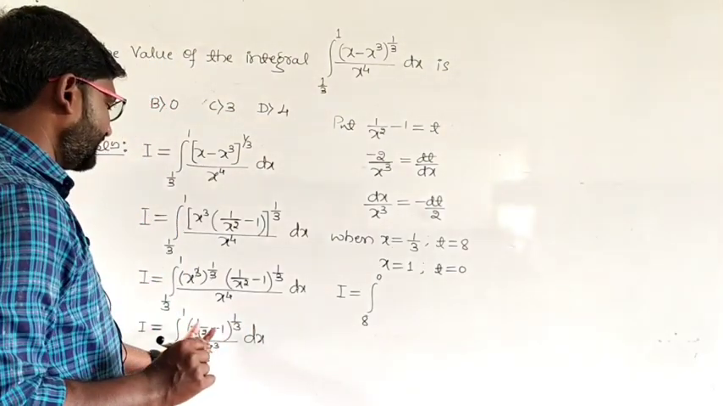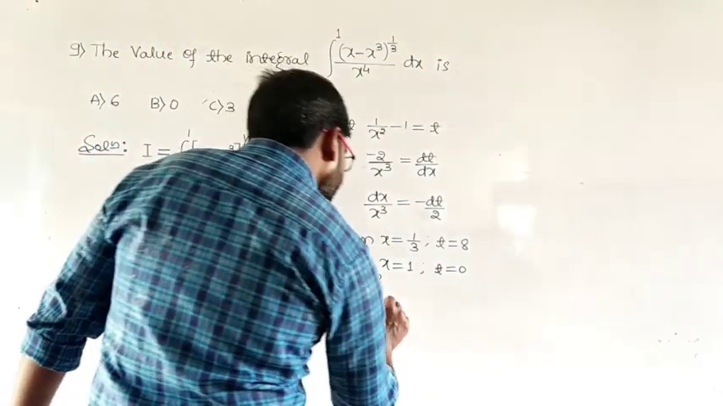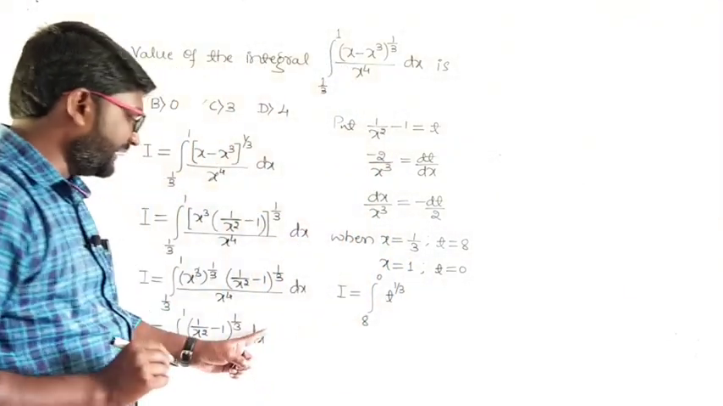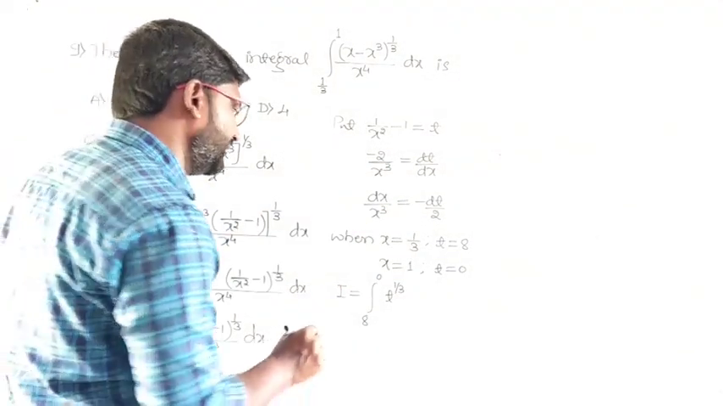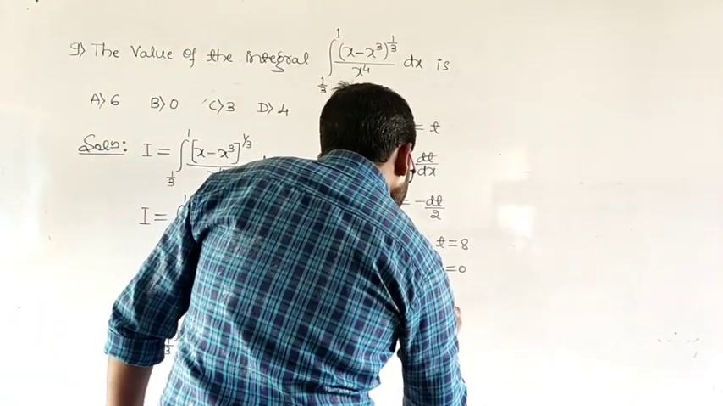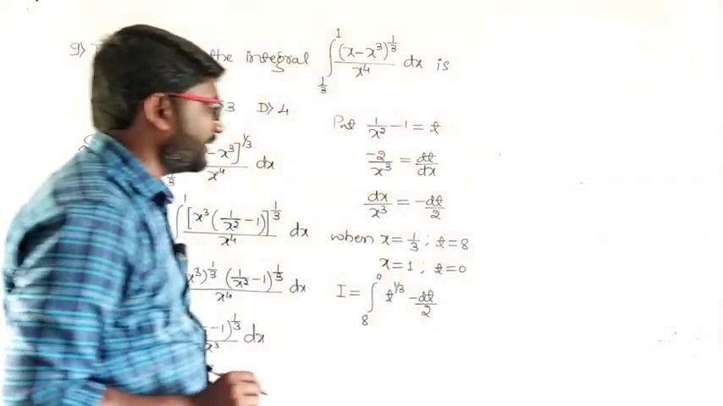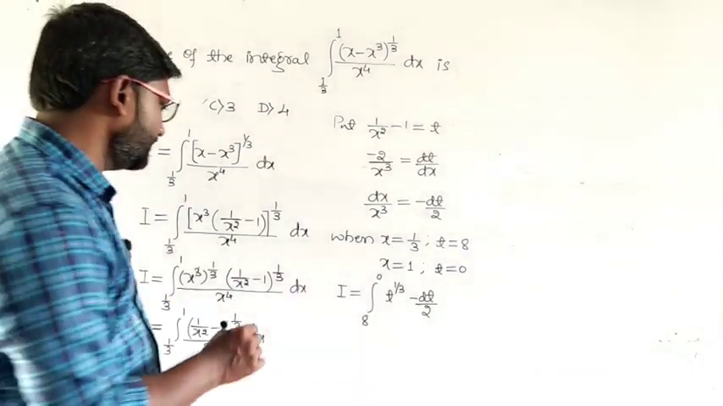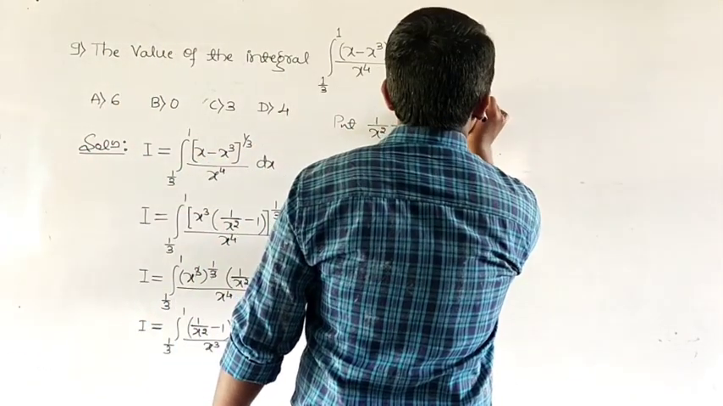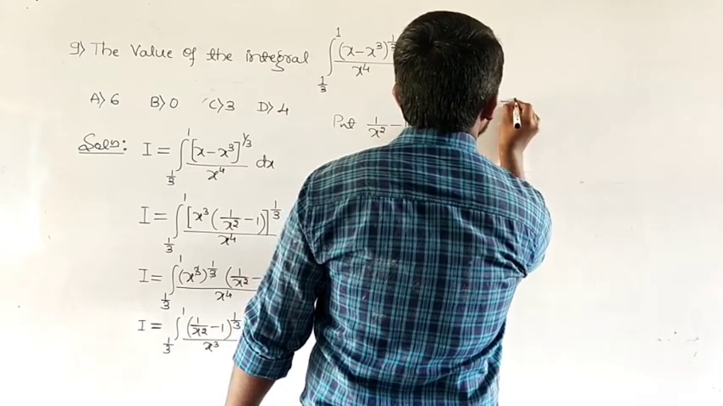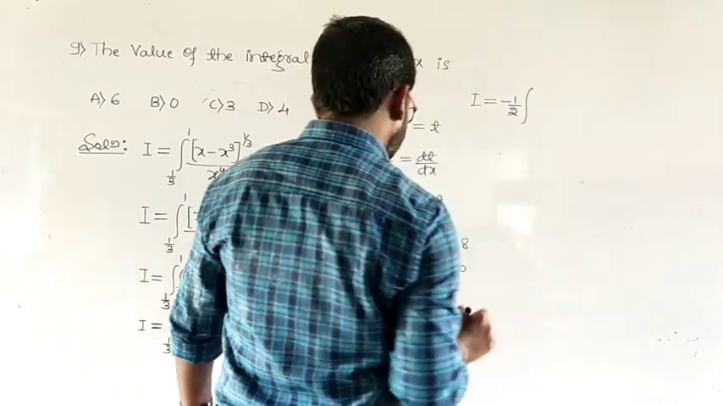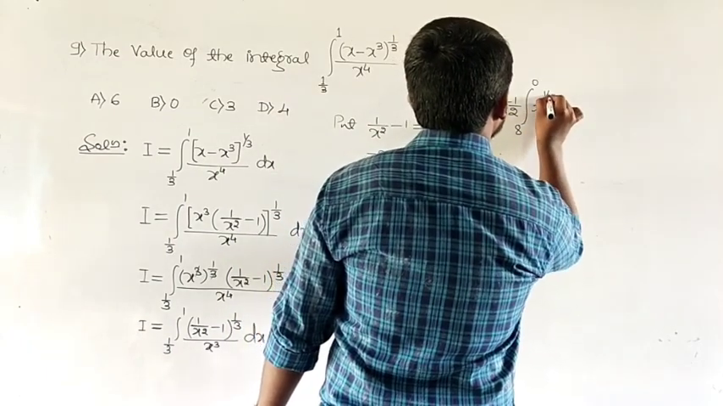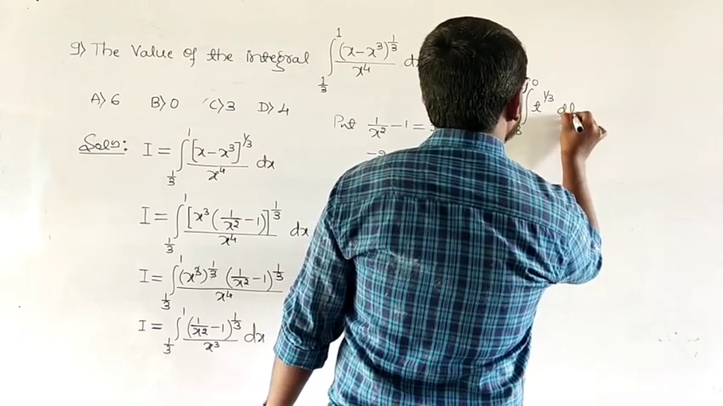Then 1 by x square minus 1 is going to be t. It becomes t raised to 1 by 3. Then dx by x cube will be minus dt by 2. So in the next step I take minus 1 by 2 outside the integral, as it is a constant. So now I is equal to minus 1 by 2 outside, then we have the integral from 8 to 0 of t raised to 1 by 3 into dt.